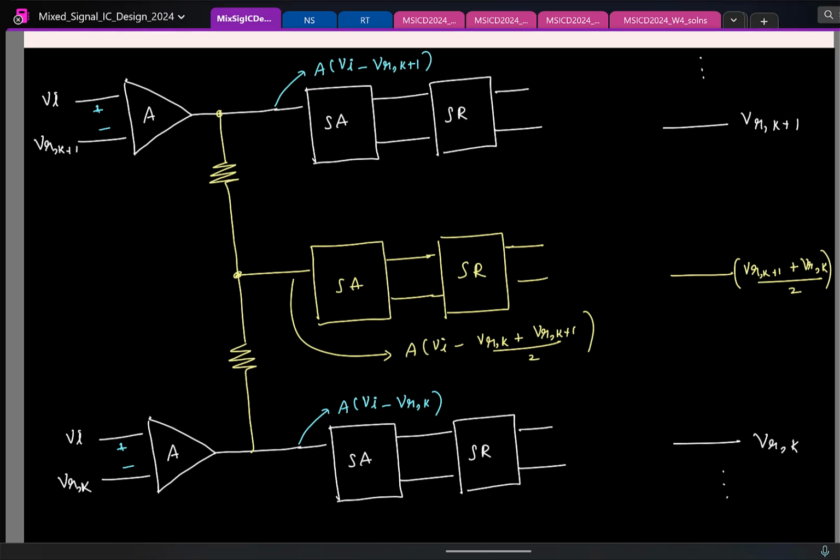This technique is called interpolation, and in particular this is called 2x interpolation for obvious reasons. Basically in a Flash, if you increase the resolution, the number of preamplifiers doubles and the number of comparators doubles. You want to reduce the increase in the resources. That's all.